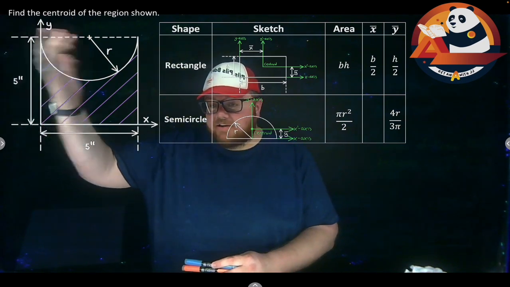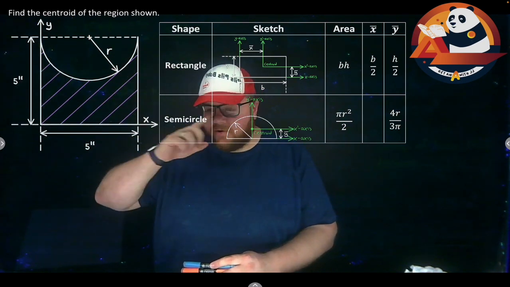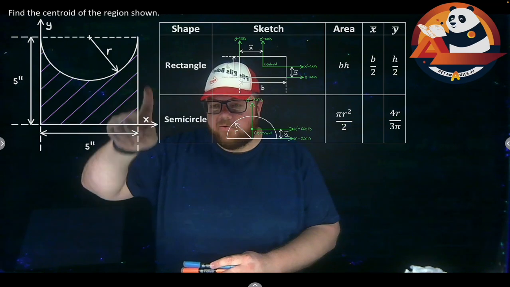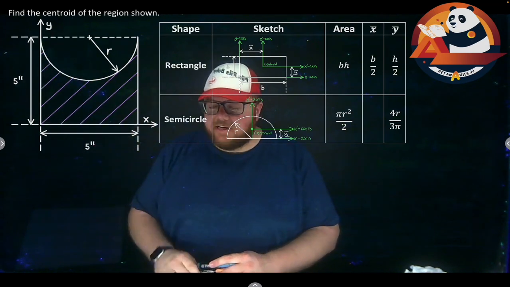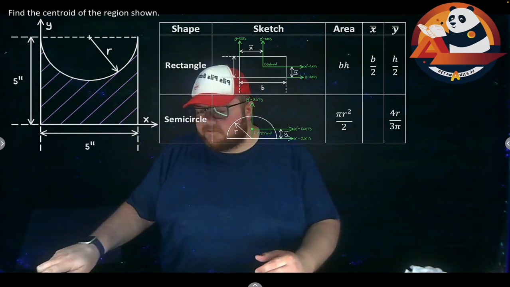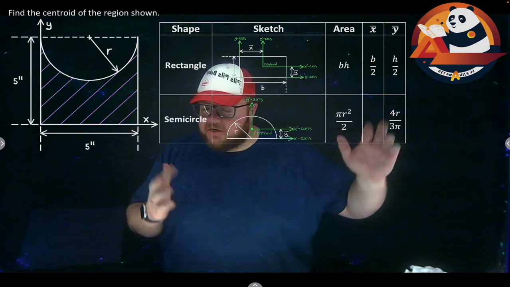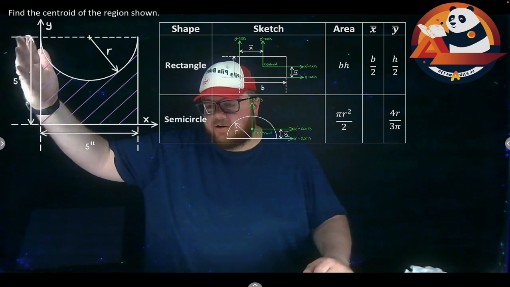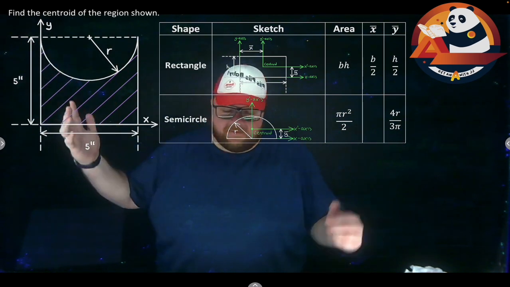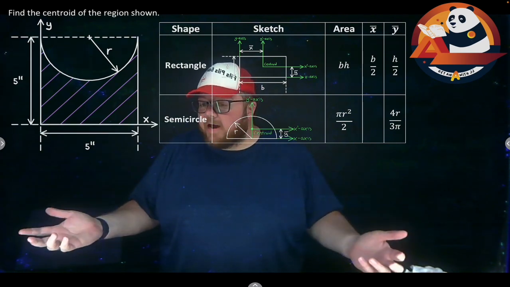So we're saying let's find the centroid of the object that we're showing here. We have a square with a half circle cut out of the top. So how are we going to solve this one? We don't, in our centroid tables, directly have a square missing a half circle up at the top of it. We can still combine objects together.